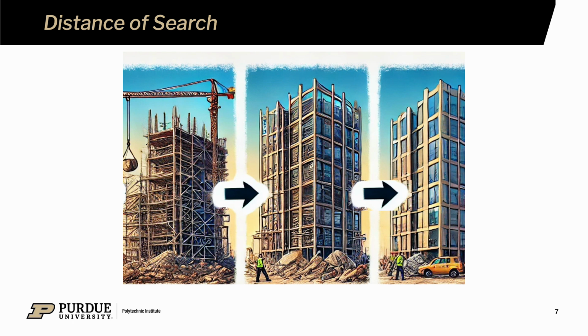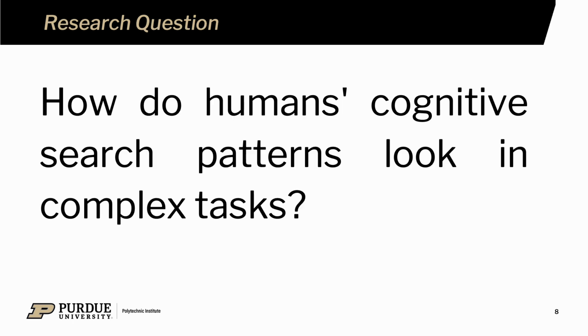The question is, in complex tasks like building a tower, what do the search processes look like? Louis Sullivan, an American architect whose famous phrase in 1896, form follows function, hints at the presence of two such processes. Do we think about form, how something looks, before function, how something works, like Louis Sullivan claimed? The question that I'm interested in answering is, how do humans' cognitive search patterns look in complex tasks? In other words, how do I capture the evidence that humans use more than one search process in complex tasks?